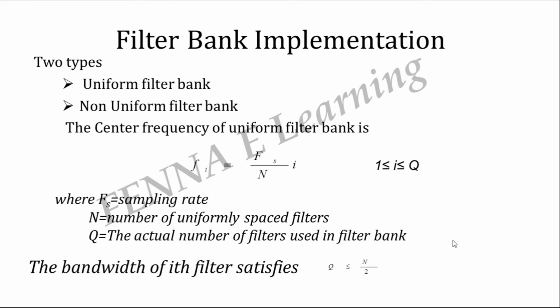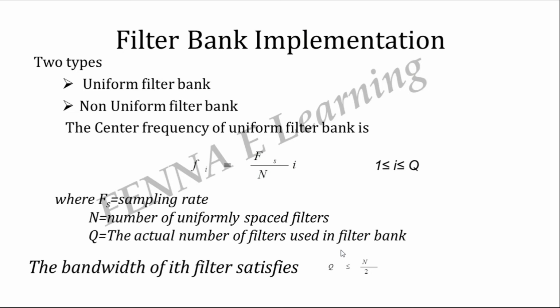The filter bank implementations are performed using uniform filter bank and non-uniform filter bank. In uniform filter bank, the channel bandwidth is uniform, and in non-uniform filter bank, the channel bandwidth is not uniform. The center frequency of uniform filter bank is f of i equals f of s divided by n times i, where f of s equals the sampling rate, n equals the number of uniformly spaced filters, and q equals the number of filters used in the filter bank.